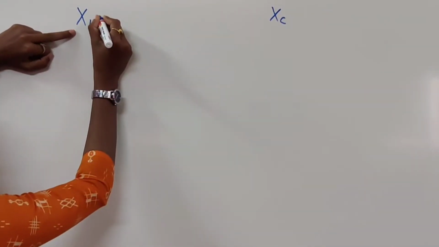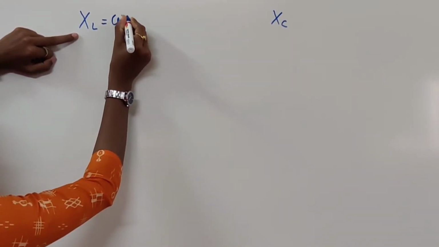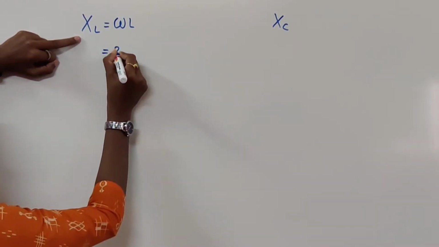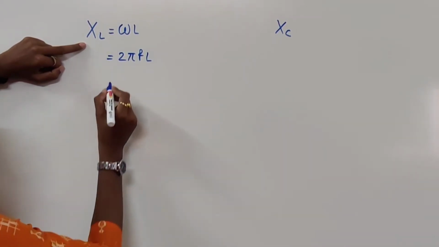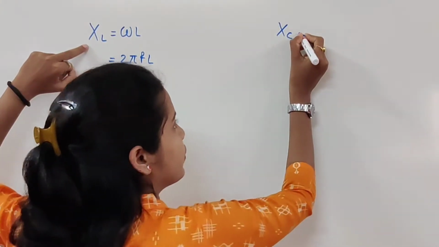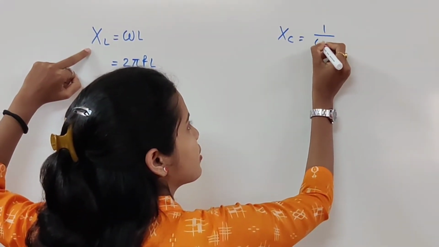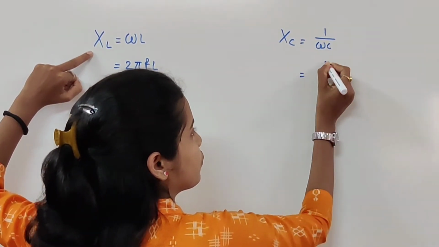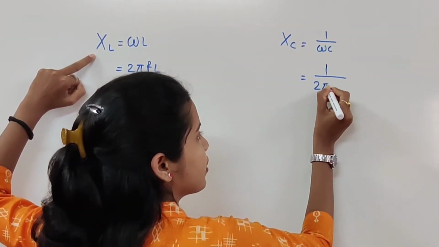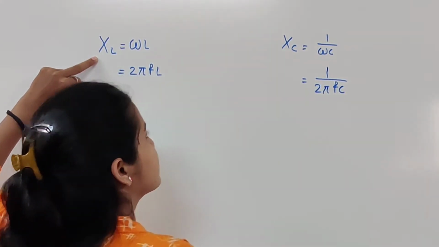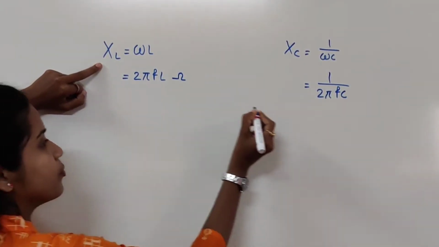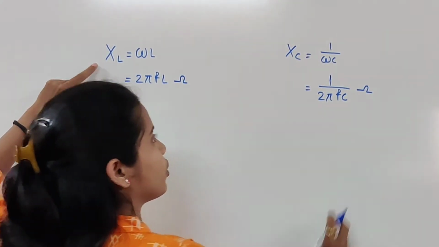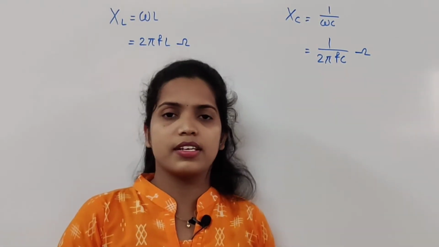The formula for XL is equal to omega L. We know omega is equal to 2 pi f. So XL becomes 2 pi fL, and Xc is equal to 1 upon omega C, so 1 upon 2 pi fC. Its unit is similar to resistance, so its unit is ohm. Next term is impedance.